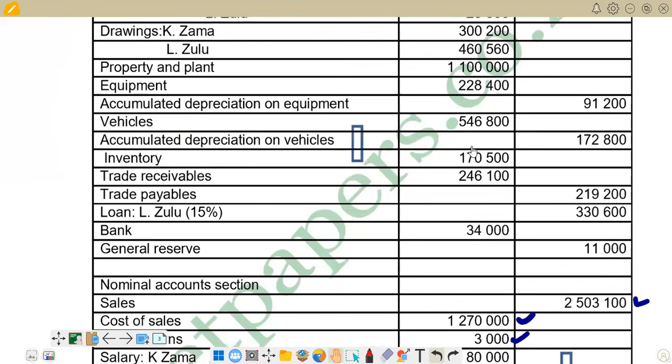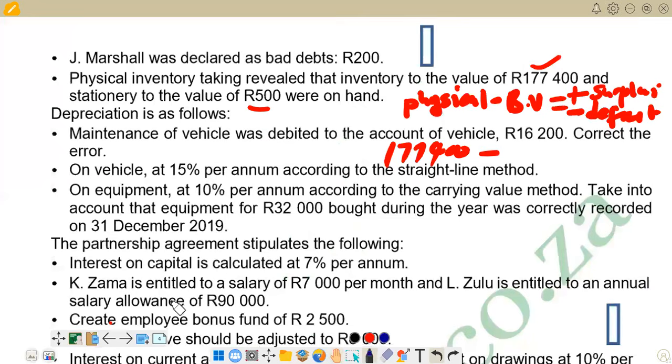If you come here, you would see that we have got inventory here, 170,500. Sorry, it's not that one. It's here for inventory. We are having it here, 170,500. So this is the one that we are going to compare the physical stock figure with. So you are saying minus 170,500. The answer that you are supposed to get there will determine the result.